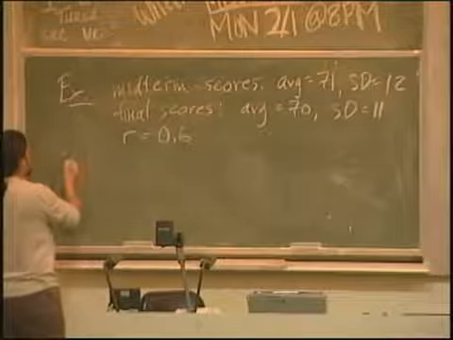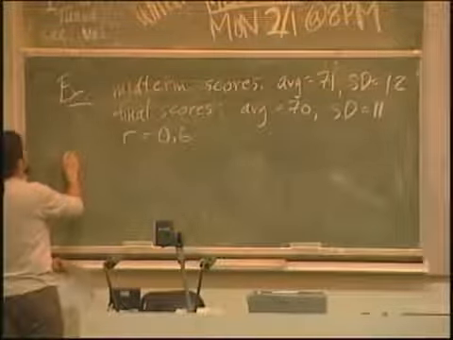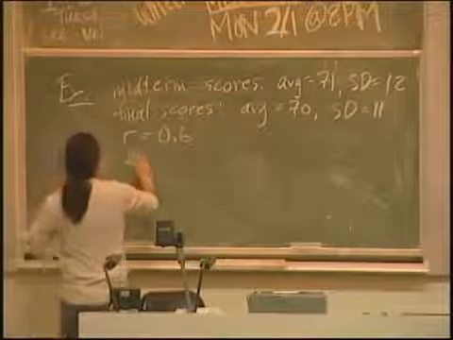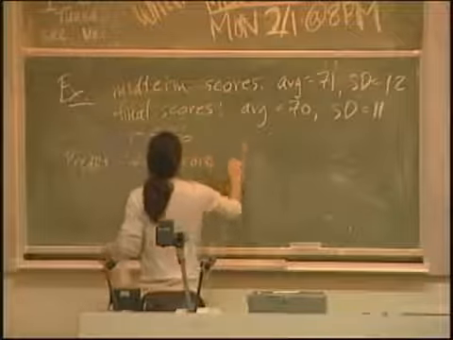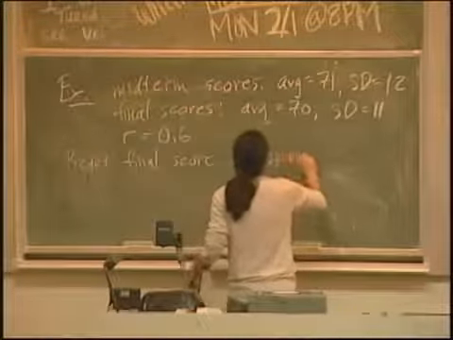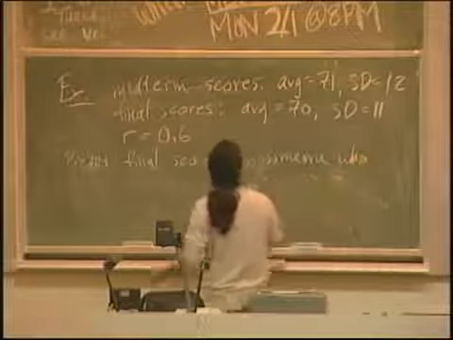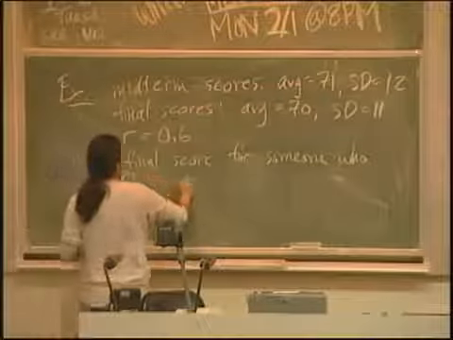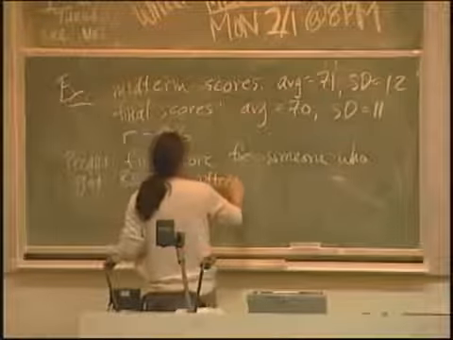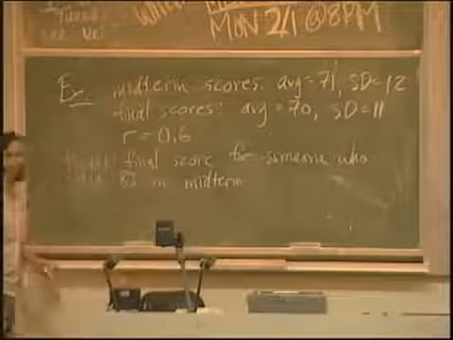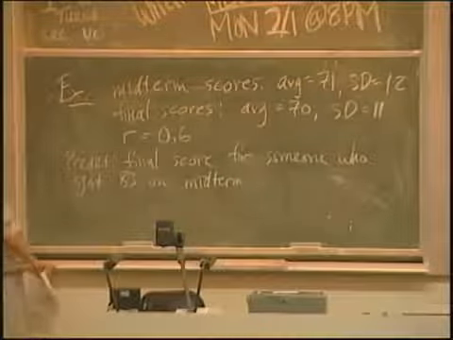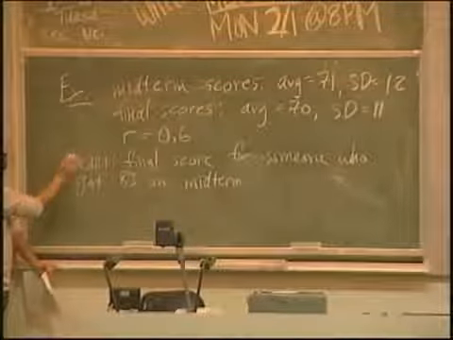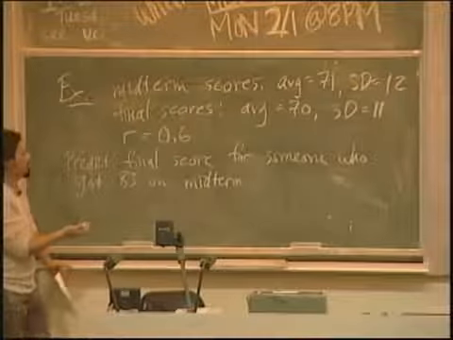The standard problem we'll ask is something like: predict the final score for someone who got 83 on the midterm. So that's the general question we're trying to answer in chapter 10, to predict the y variable, final score, from the x variable, midterm score, in this case.